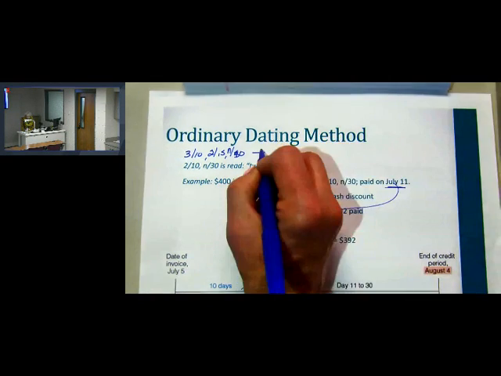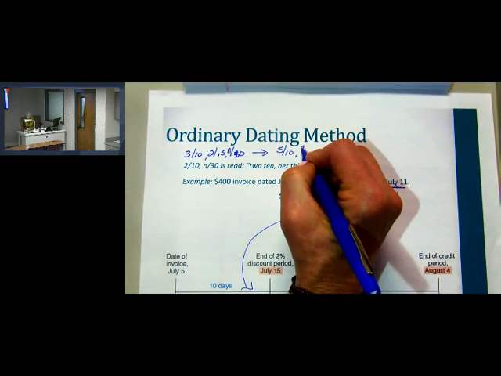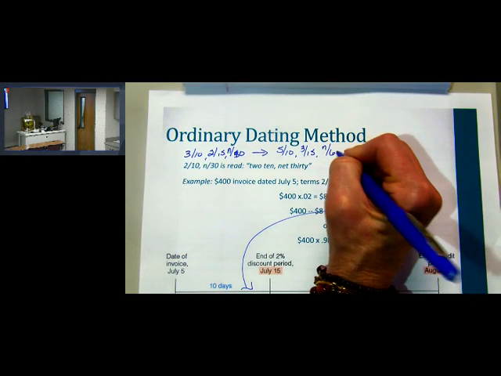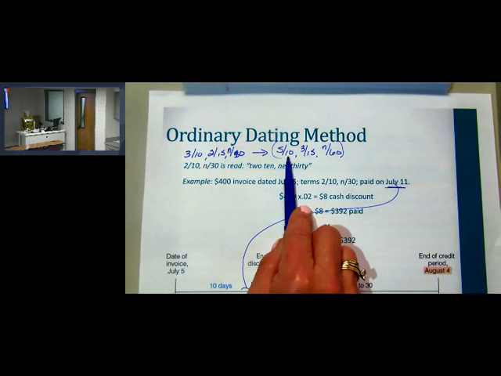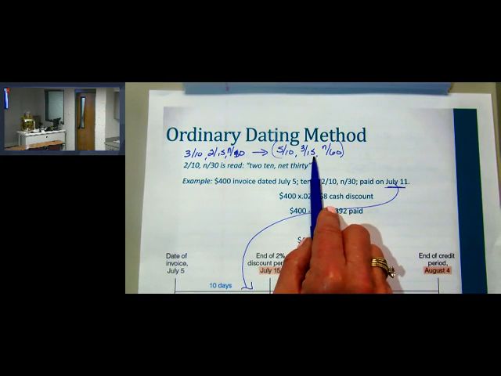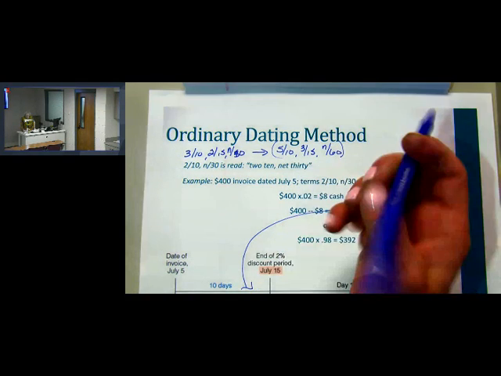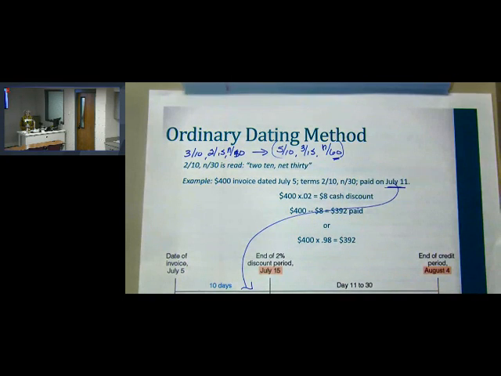Here's another one that you could see. It could be 5/10, 3/15, net 60. Terms of trade, ordinary dating. 5% discount within the first 10 days, you get that. If you miss that discount period, you have 5 more days, or the first 15 days of your invoice, to get a 3% discount. If you miss that, you have to pay your bill and you have an extended credit period. You have a 60-day credit period on this ordinary dating method. All right? So I just wanted to show you some of those things as well.